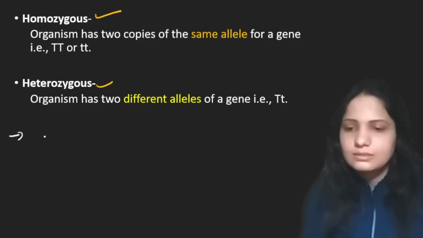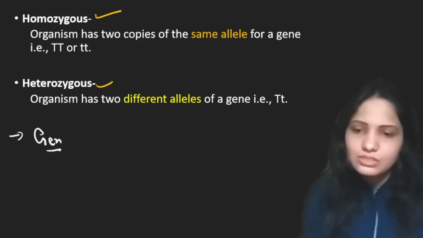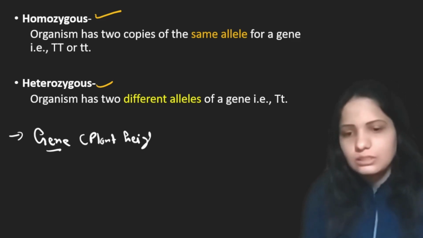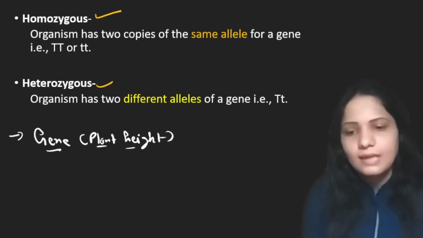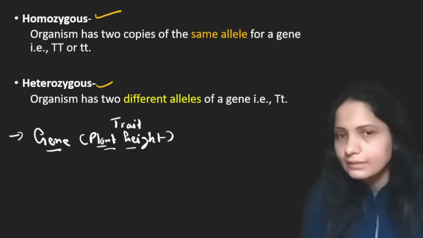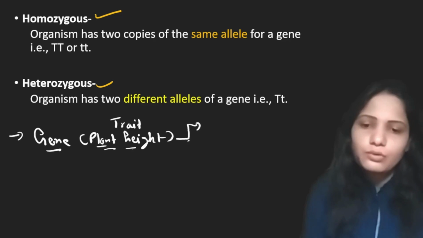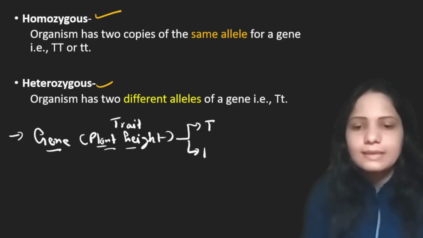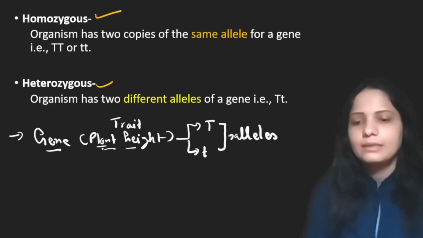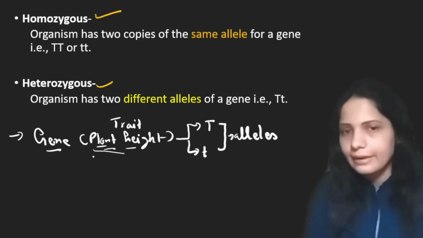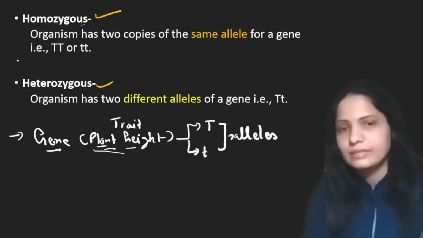As we have studied in the previous slide, we have a gene, the plant height gene. This gene is responsible for the plant height feature. Plant height, this is the trait. This gene is responsible for this trait of plant height. Now this gene can have two different forms, capital T and small t. These are alleles. And for example, here I have taken plant height. What is homozygous and heterozygous?